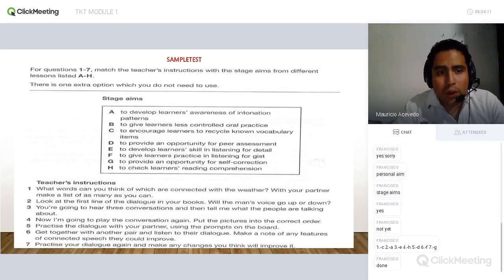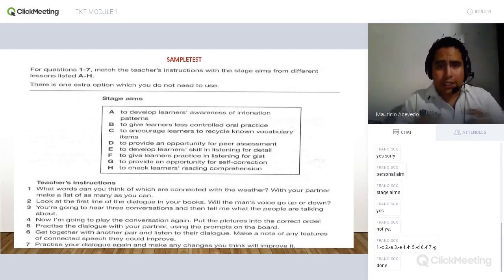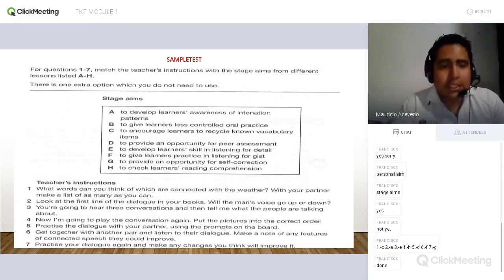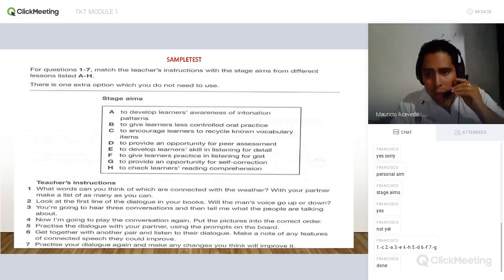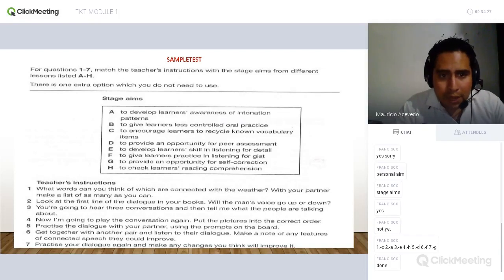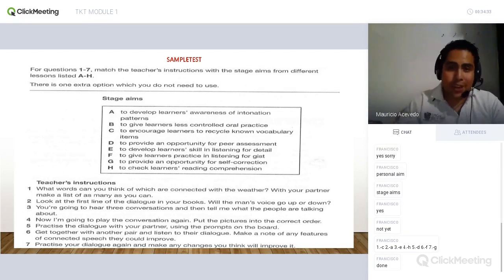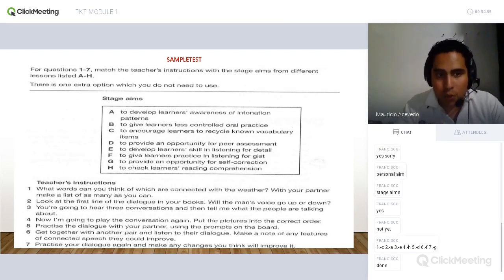Okay, for you, number one is C, to encourage learners to recycle known vocabulary items. Okay, very good. So they are connecting knowledge, right? Very nice. So that's possible. It looks good to me. Number two, look at the first time the dialogue in the books. Will the man's voice go up and down? Obviously, we're talking about intonation, rising and falling, and so on.